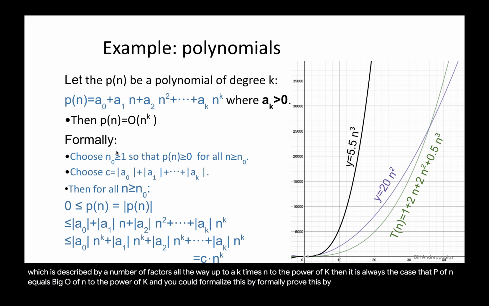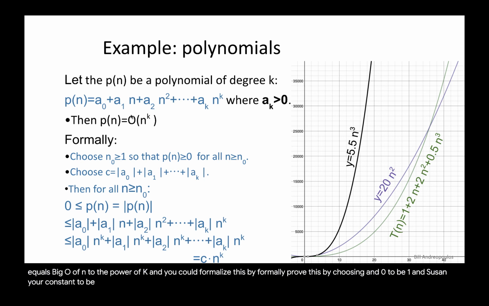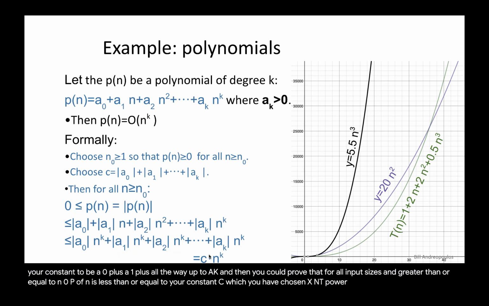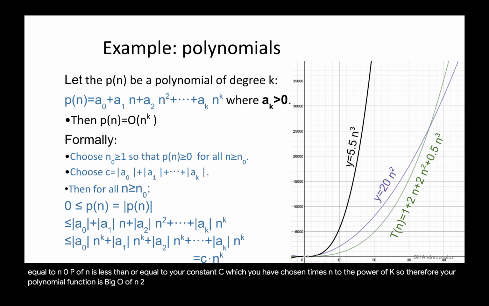prove this by choosing n0 to be 1 and choosing your constant to be a0 plus a1 plus all the way up to ak. And then you could prove that for all input sizes n greater than or equal to n0, your p of n is less than or equal to your constant c, which you have chosen, times n to the power of k. So therefore, your polynomial function is big O of n to the power of k.